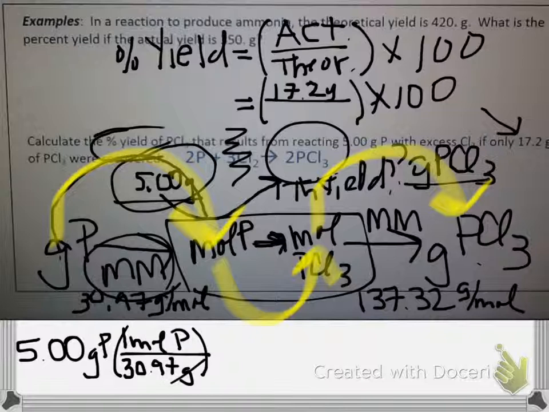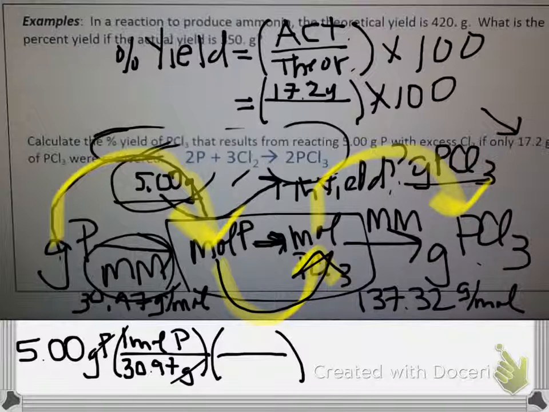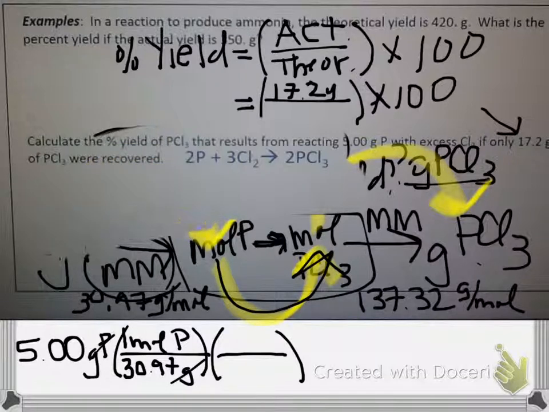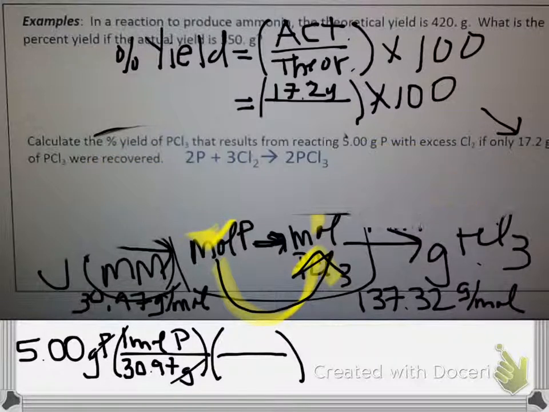Alright, so I've got my grams of phosphorus on top and bottom. Those will cancel. So I've converted into the mole. Now I need to do my mole to mole. I need to convert moles of phosphorus into moles of phosphorus trichloride. Now, notice here that for every 2 moles of phosphorus, I make 2 moles of phosphorus trichloride. Go ahead and write that in there.